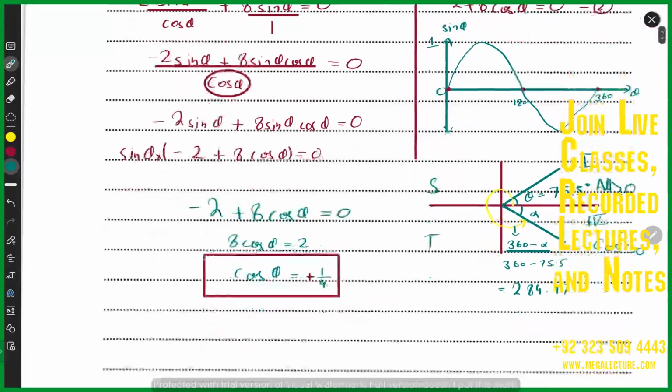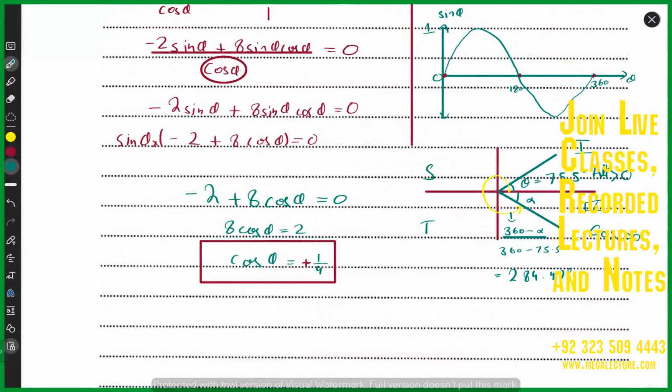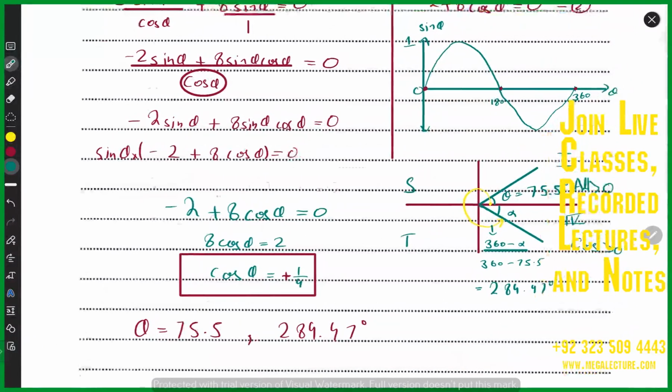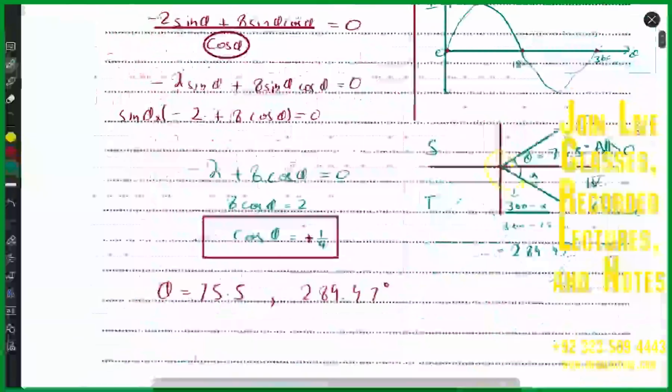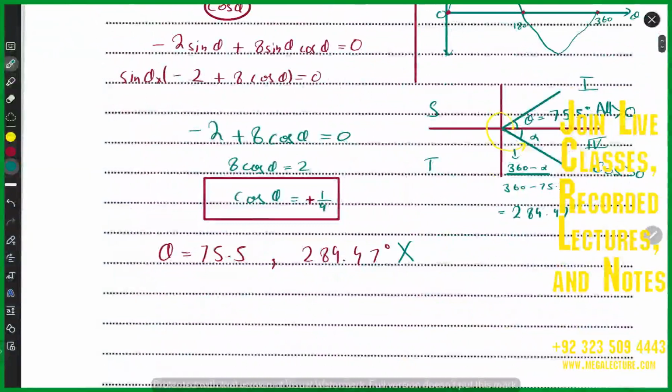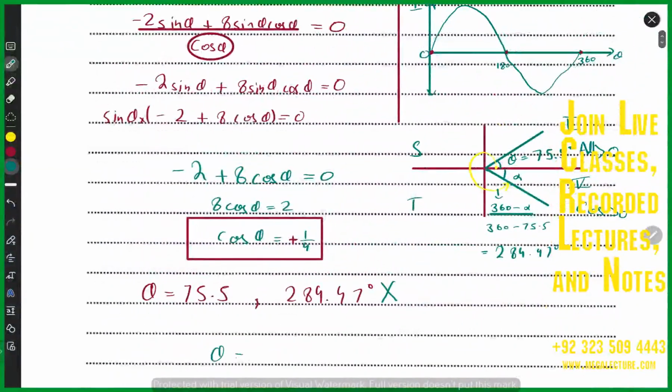Let's see which one is correct or lying in our range. We got theta equals 75.5 for the first quadrant and 284.47 in the fourth quadrant. Again, you need to look at your interval. Our interval is between 0 and 180 degrees, which means that I cannot include this at all. So the answer is going to be theta equals 75.5 degrees. This is going to be the final answer.